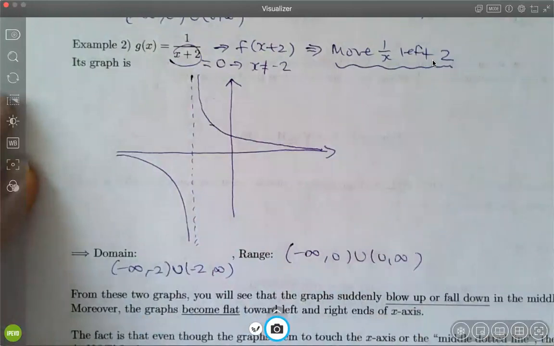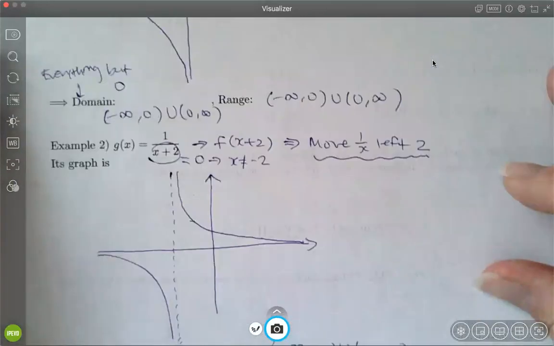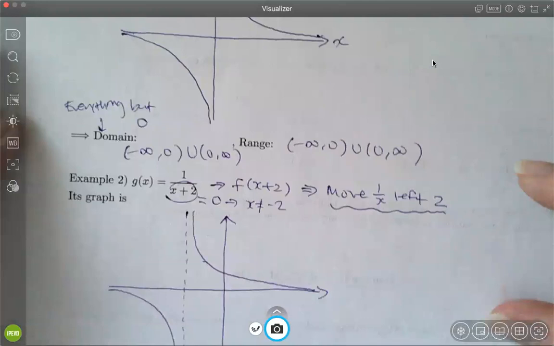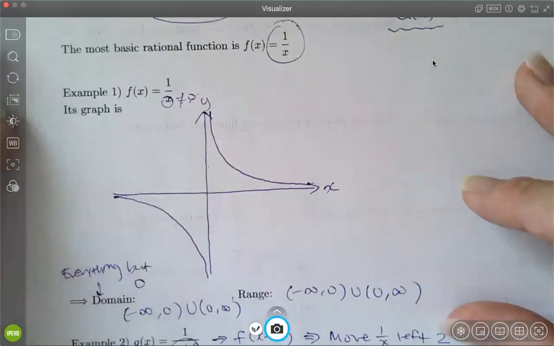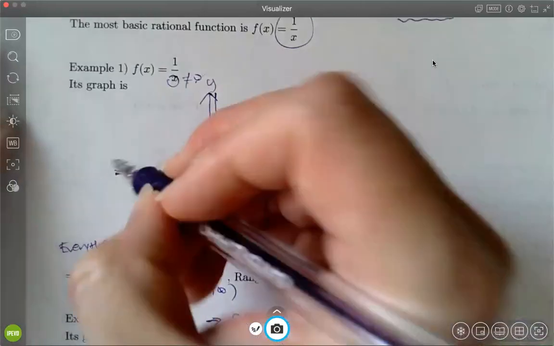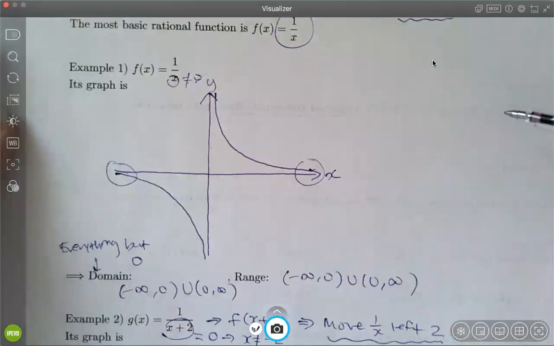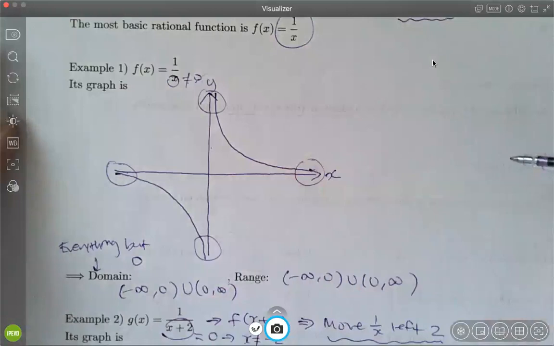Okay, so now let's revisit these two graphs. Let's go back to the first graph here. Now look at these two portions. Do you think the graphs touch the x-axis at these two portions? No. Now let's look at these two portions. Do you think the graphs touch the y-axis?